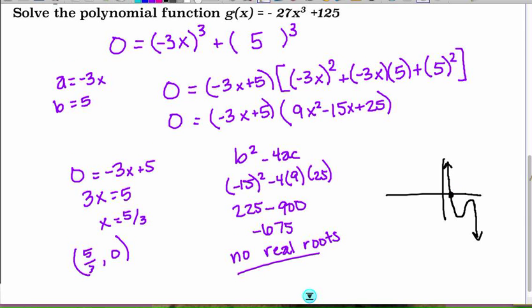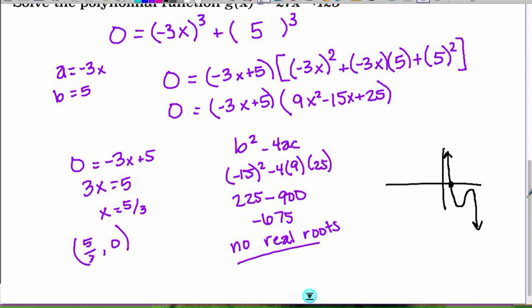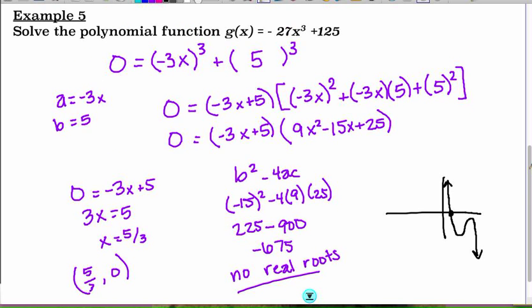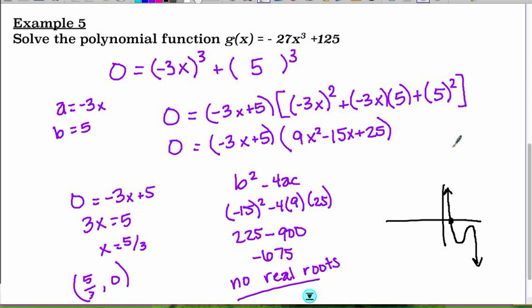So hopefully we have a better understanding of how to solve polynomials. We're still using a lot of the concepts that we used in factoring quadratics because a quadratic is a polynomial. So now we're just extending it to polynomials of higher degrees.